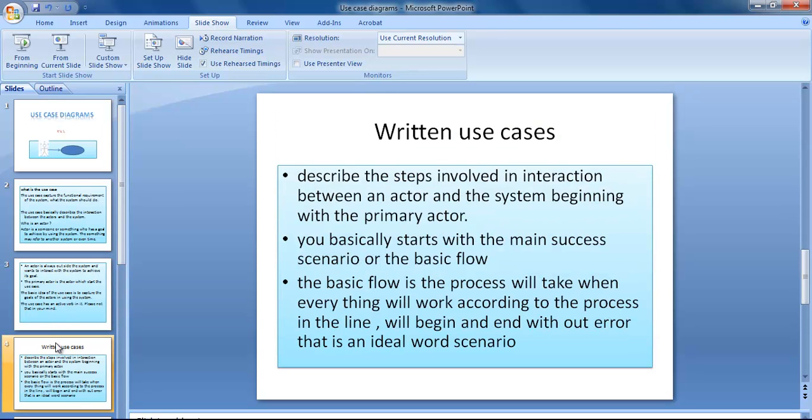Here it is. Okay, now use cases are supported by written use cases. Now what are written use cases? Basically, when you draw the use case, it only gives you the picture from a very high level. It will only show what the basic process is. It will show you a very high level picture, but it will not describe anything. To describe in detail, you have to write the description, and those are known as written use cases.